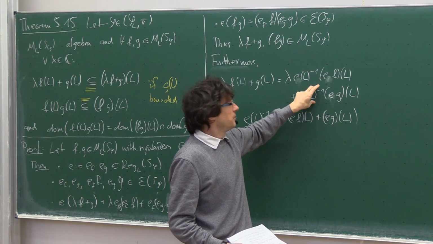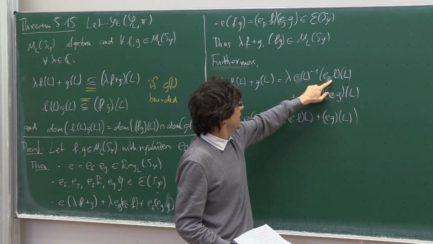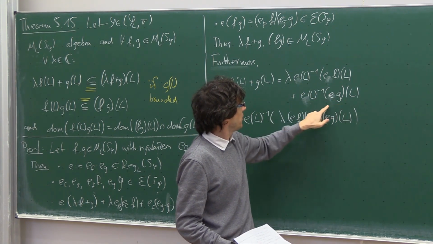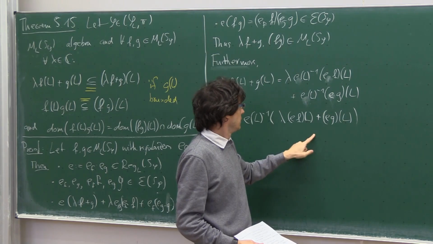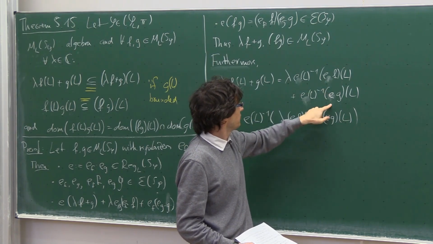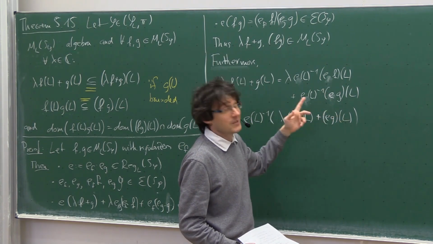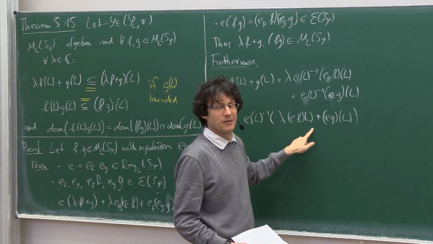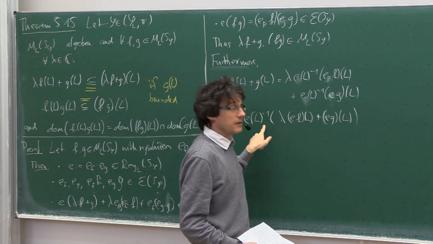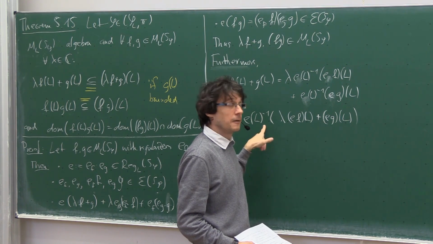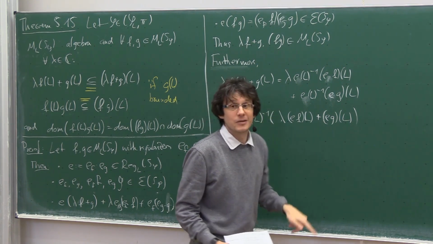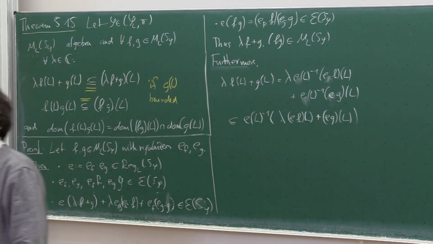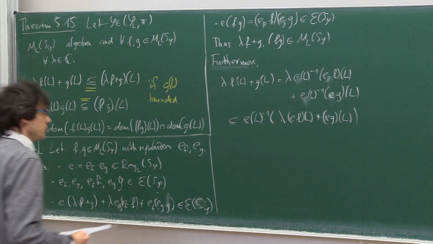Being in both domains means that EF of L and EG of L both are in the range of E of L. But if these two are in the range of E of L, then since the range is a vector space, this sum also is in the domain of E of L. So it's in the domain of this operator. Okay, but in general you do not get back. But this inclusion we have.